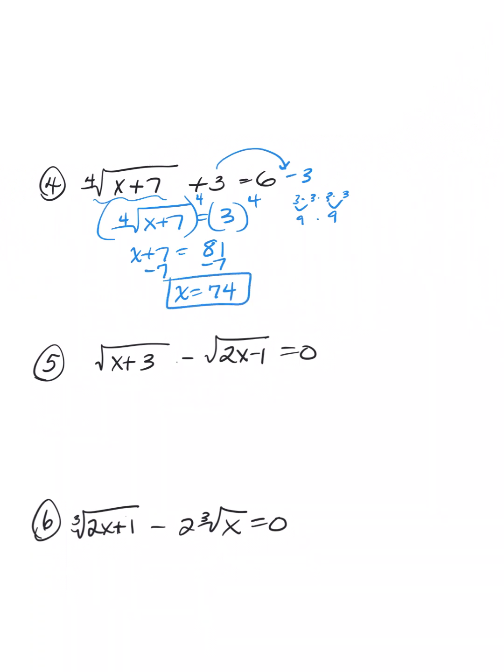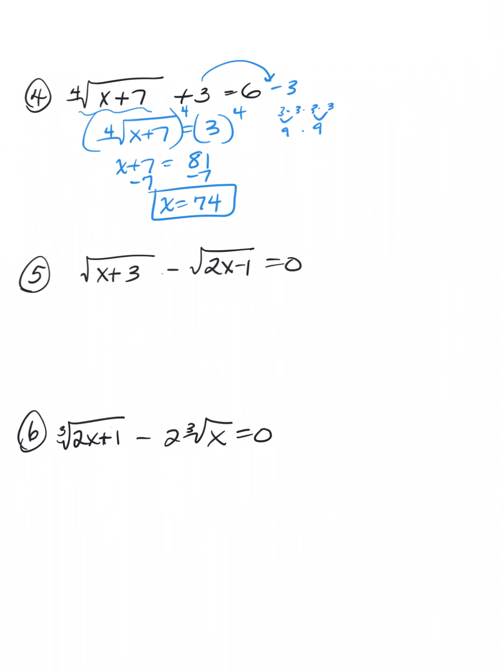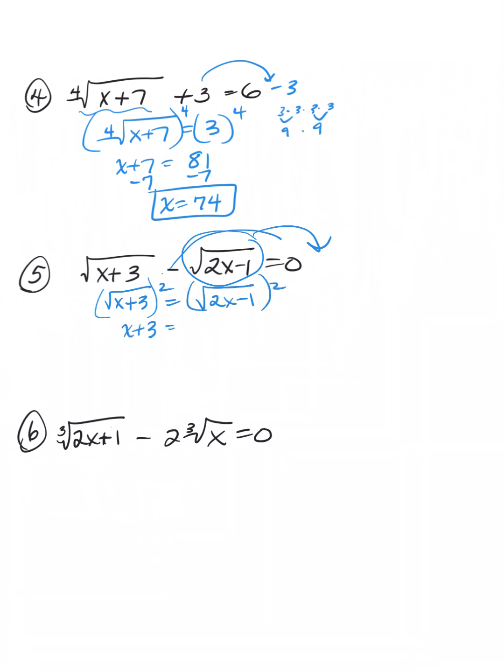Now, number 5. Got 2 radicals going on. How do I fix this? Well, this is one of those things where you want to put one of them on the other side of the equal sign. So let's move this negative square root of 2x plus 1 to the right side. So it's going to look like this, the square root of x plus 3. Now the negative moves with it, so it becomes positive when it jumps the equal sign, equals the square root of 2x minus 1. Now when I square both sides, I get x plus 3 equals 2x minus 1, and now we're just solving.